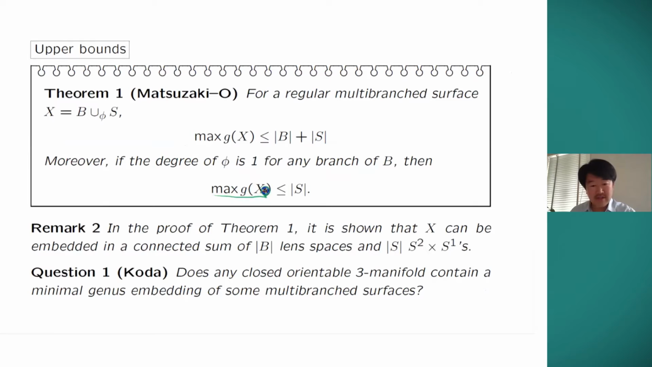In the proof of this theorem, it is shown that X can be embedded in a connected sum of lens spaces and S^2 times S^1. So we need lens spaces for each branch and S^2 times S^1 for each sector. So this gives the Heegaard genus, B plus this. Then Yuya Koda raised this question: does any closed orientable three-manifold contain a minimum genus embedding of some multibranched surface? This is still an open, interesting question.